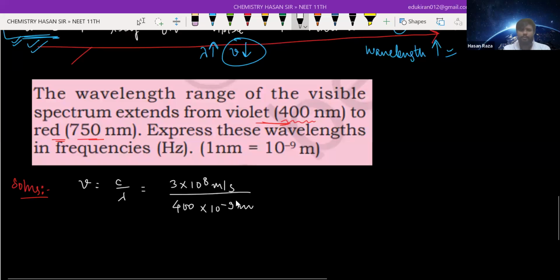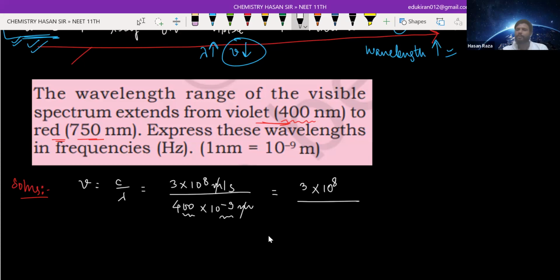Okay. Now see what you need to do. Just solve this. You will get it. 3 into 10 raised to the power 8, meter will be cancelled by meter. Upon, you can see, this 4 into 10 raised to the power minus 9, so it will be 10 raised to the power minus 7. Now 3 by 4 into 10 raised to the power, when it goes up, it will be positive, and it will be 10 raised to the power 15 per second, something like this. Yes or no?